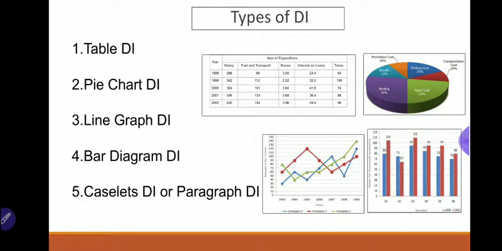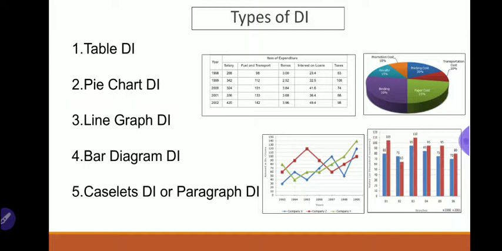Students find it difficult to solve the Caselet DI because you have to analyze and study the data from the given paragraph, prepare a diagram, and then solve the questions. So it is very time consuming. It is not at all that difficult. If you practice enough, it will be much easier to solve Caselet DIs also.